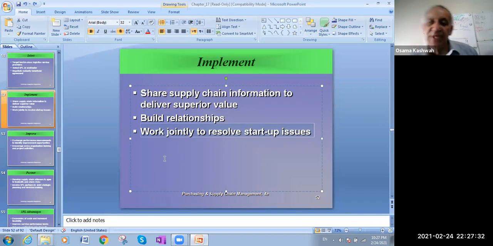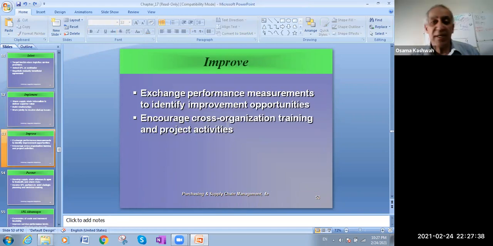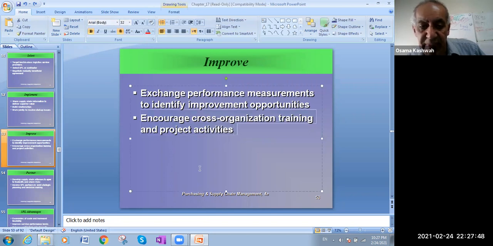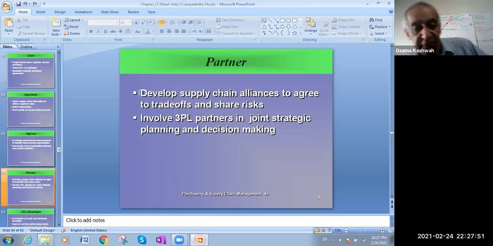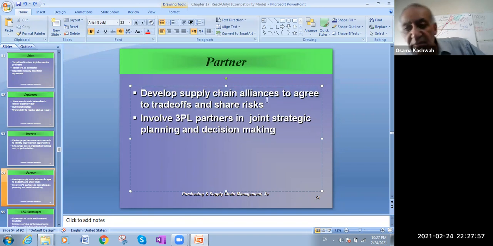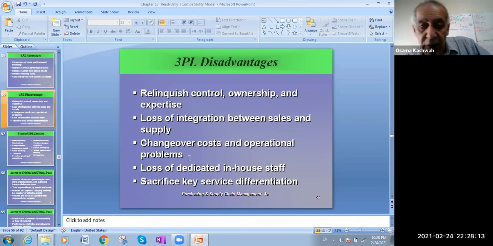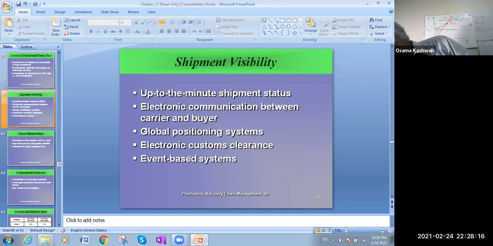If any problems happen when you start the supplying process, improve. Always improve any work that needs improvement. Exchange performance measurements to identify improvement opportunities. Encourage cross-organization training and project activities. Partner: develop supply chain alliances to trade off and share. You will have more than one supplier and you will need the help of more than one supplier, so always try to keep a good relationship with them. Involve 3PL partners in joint strategic planning and decision making. And this is the second point. Those are the three things I want you to know here.